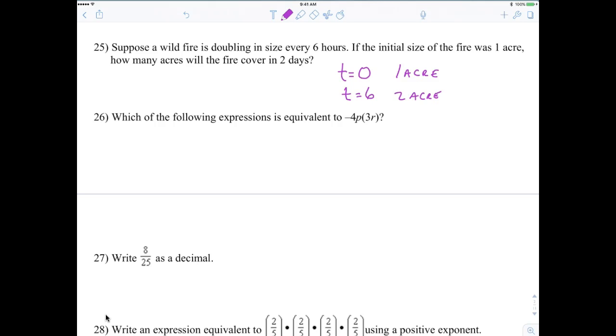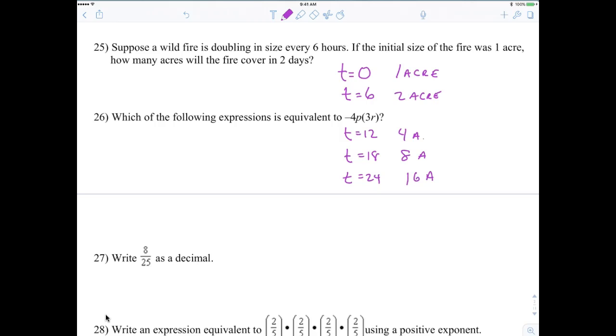All right? You with me? So now, in another 6 hours, time would be what? 12. At t equals 12, what would we be at? 4 acres. Is everybody okay with that? And at t equals 18, you would be at what? 8 acres. And at t equals 24 hours, you would be at what? Help me. In 24 hours, you would be at how many acres? 16 acres.